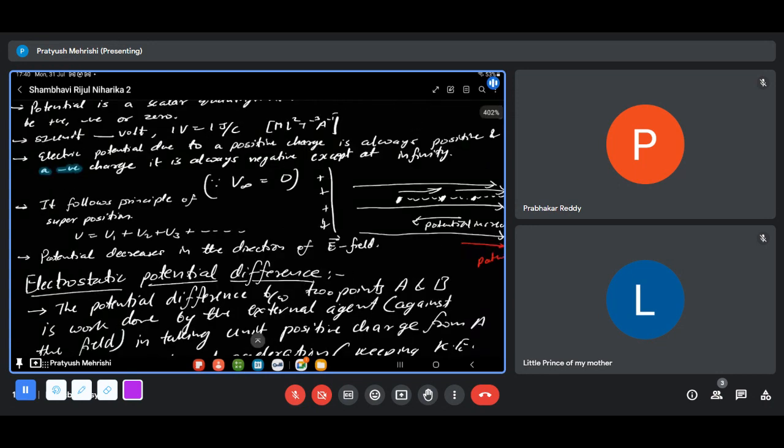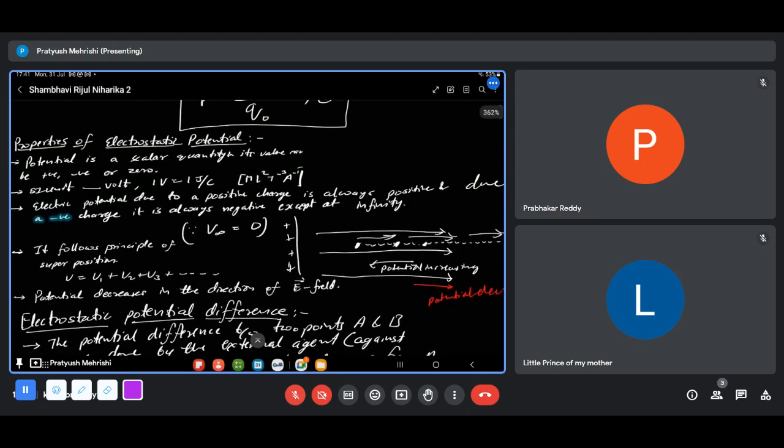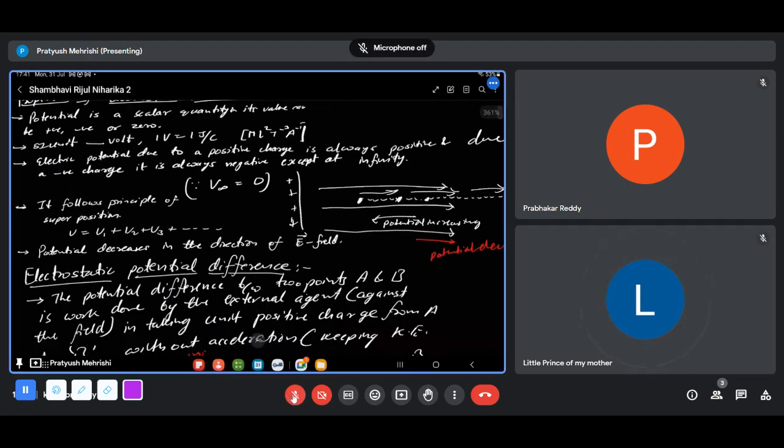Next point, potential decreases in the direction of electric field. Okay, anything to note down, or shall we move ahead? Sir, copy it, sir. Okay. We can move, sir.